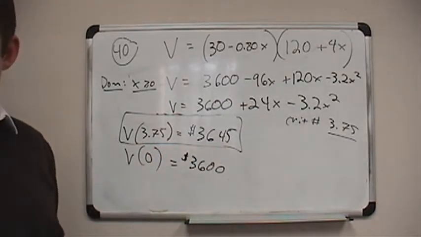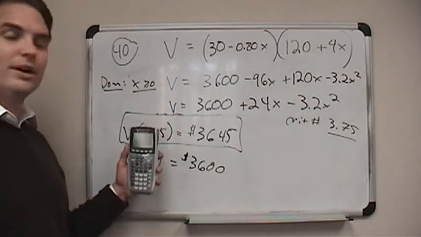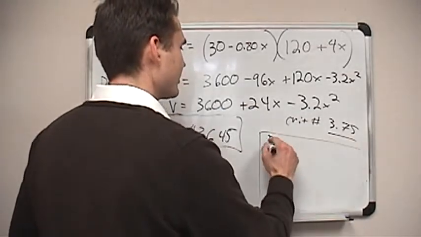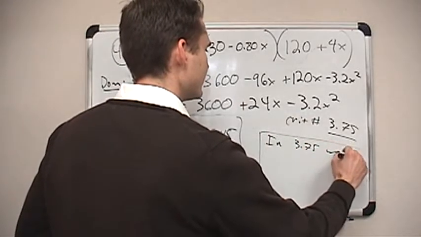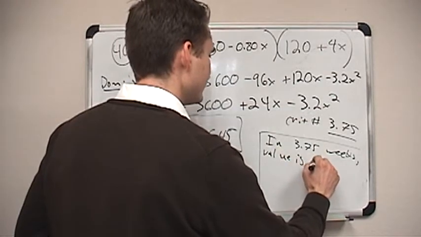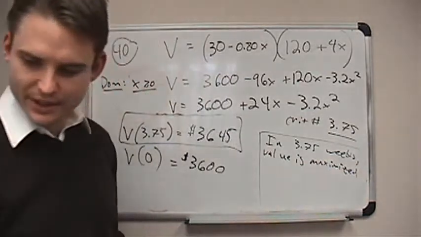Now, they do ask a couple of follow-up questions in this one. When should the farmer harvest strawberries to maximize the value? Well, 3.75 weeks from now. Okay, so we can go ahead and give a complete answer. In 3.75 weeks, you can say value is maximized. Okay, and what else do they ask?